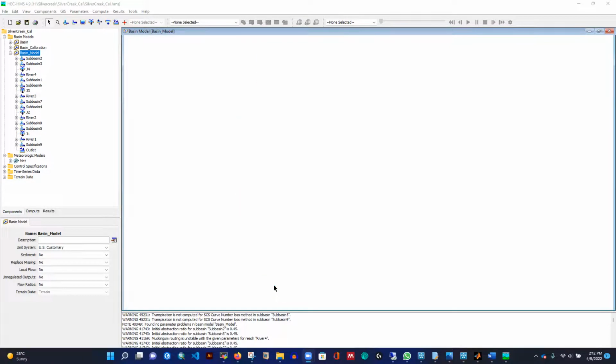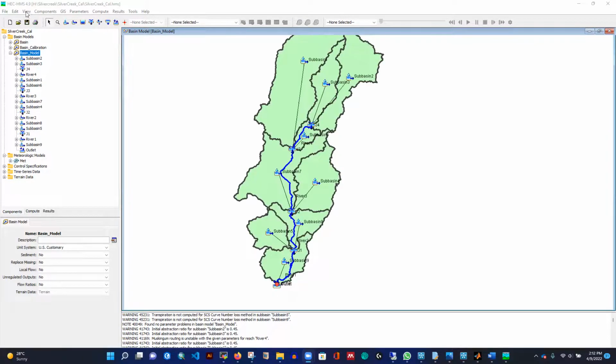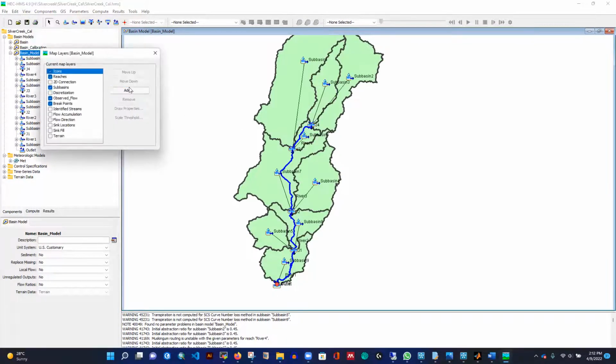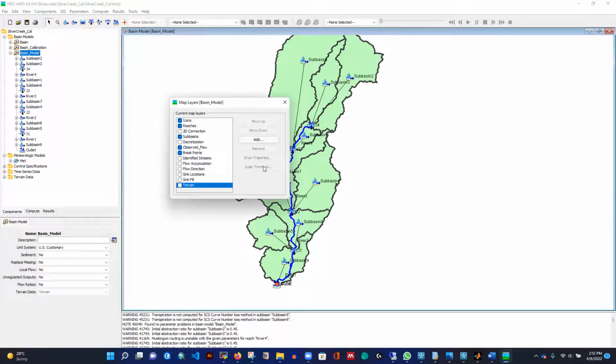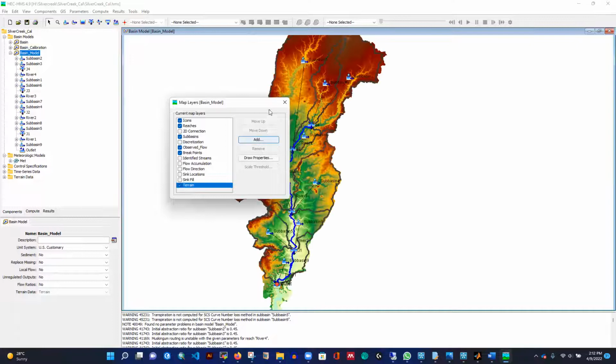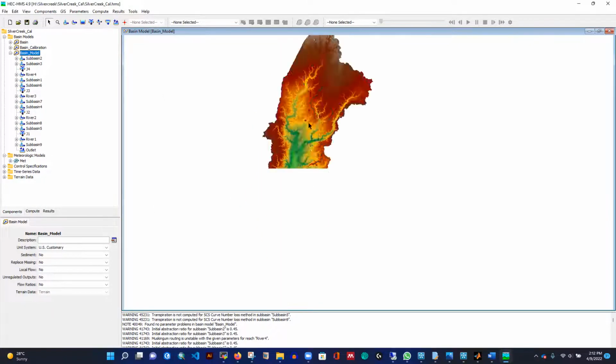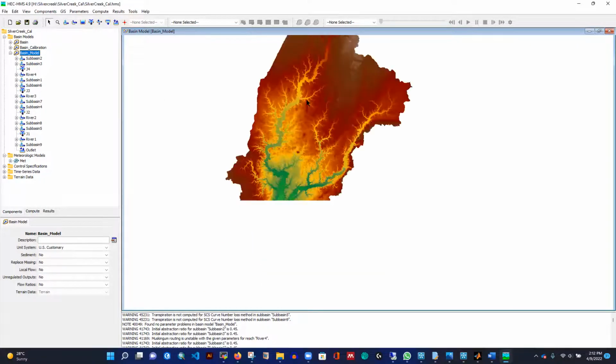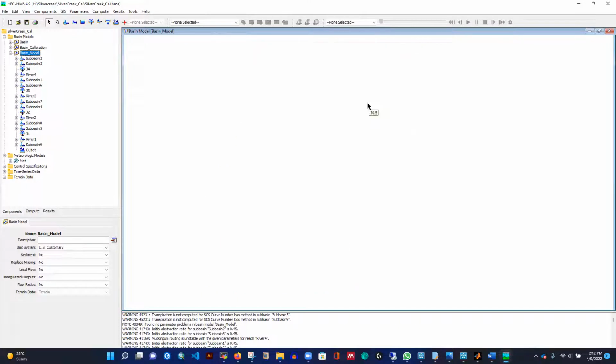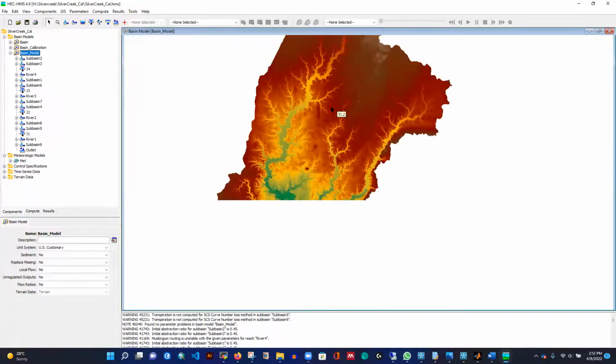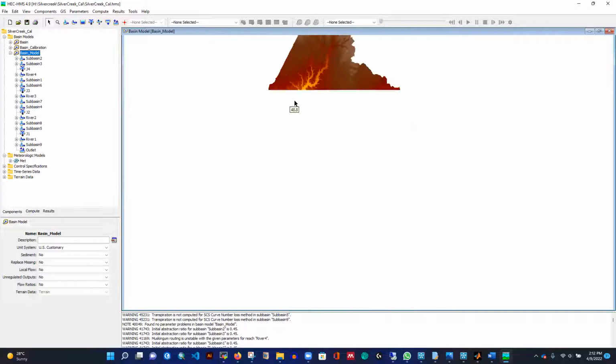So if I want to turn on the DEM, you can see from view, map layer, and I can turn on the terrain, and you can see it's there. So that is my model. The area is not that steep, it is kind of a flat area, located somewhere in Illinois.